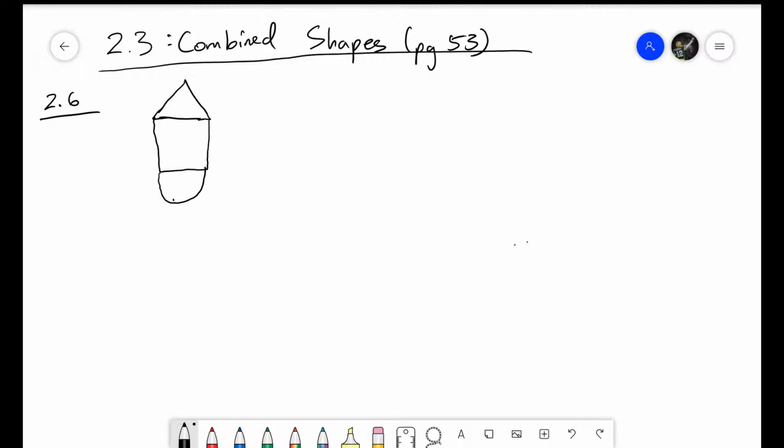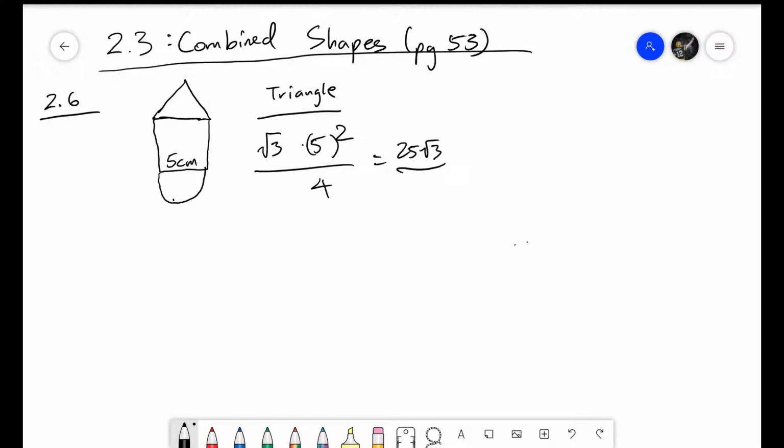Next problem is to find the area of this shape, which is an equilateral triangle combined with a square combined with a semicircle. And each of the side lengths is 5 centimeters long. First we're going to do the triangle. Each side length is 5 centimeters. Therefore the area is root 3 times 5 squared divided by 4, which is equal to 25 root 3 over 4 centimeters squared.